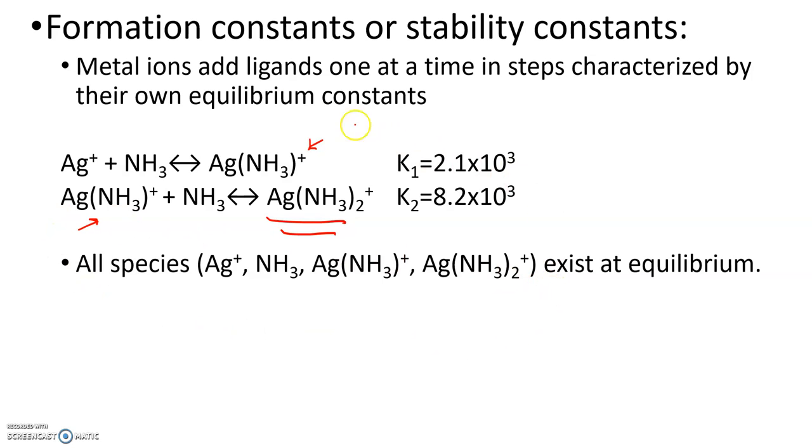All of those species that are present here, so silver, ammonia, this complex ion, and this complex ion, all exist at equilibrium. None of them go away. None of them are going to be consumed or anything like that. They all exist at equilibrium. That's one of the reasons why the math that goes along with complex ions is so difficult, because there's so much going on in these solutions. It's one of the reasons why it's really not covered at this level. It's covered in upper level chemistry classes.